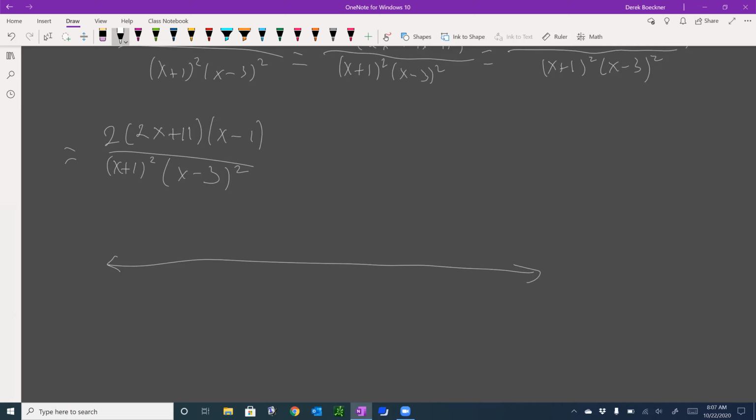So my denominator at -1 is going to have an asymptote. So on my number line, I'm going to put an asymptote at -1. At 3, I'm going to put an asymptote. I have a root at 1, and I have a root at -5.5, -11 halves, right? From this. So at -5.5, I have a root.